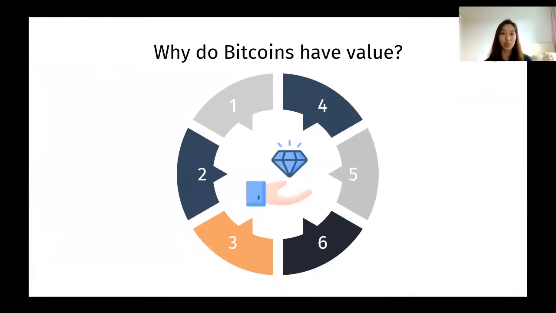Although its biggest issue is its status as a unit of exchange, as most businesses have yet to accept it as a form of payment. So firstly, scarcity.